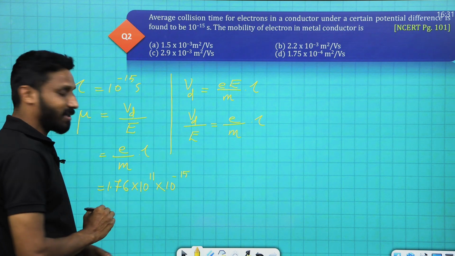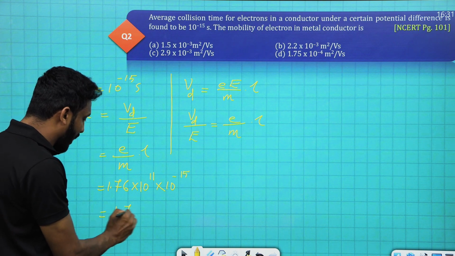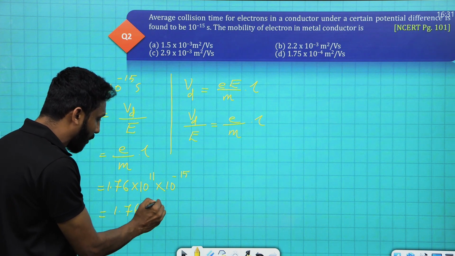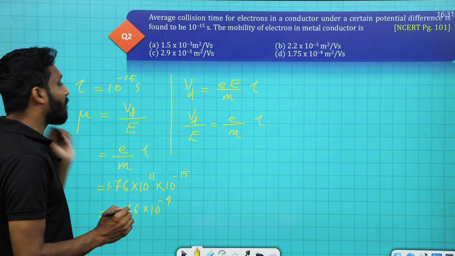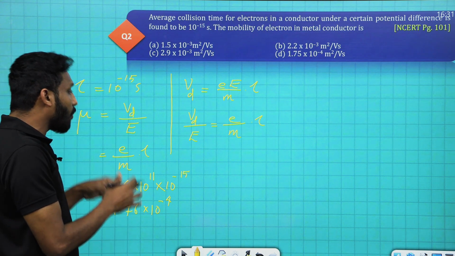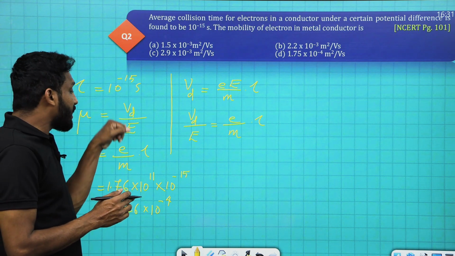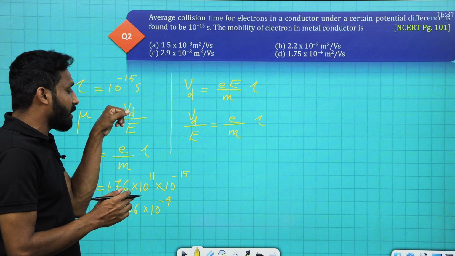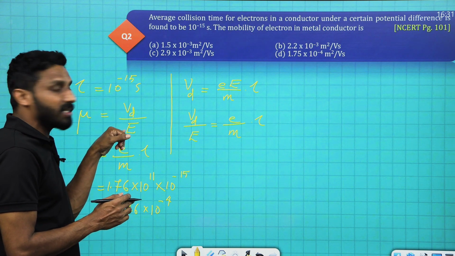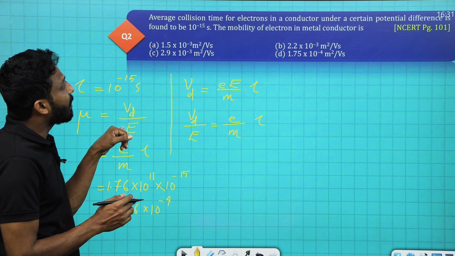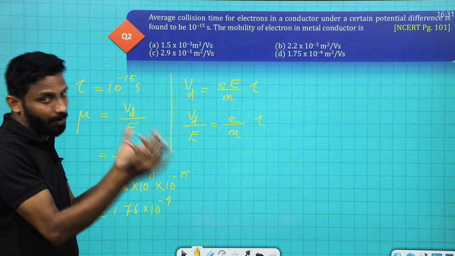Okay, this is the answer. 1.76 into 10 power minus 4. This is the mobility. Its SI unit is velocity divided by field intensity. Velocity is meter per second. Field intensity is Newton per coulomb, or volt per meter.